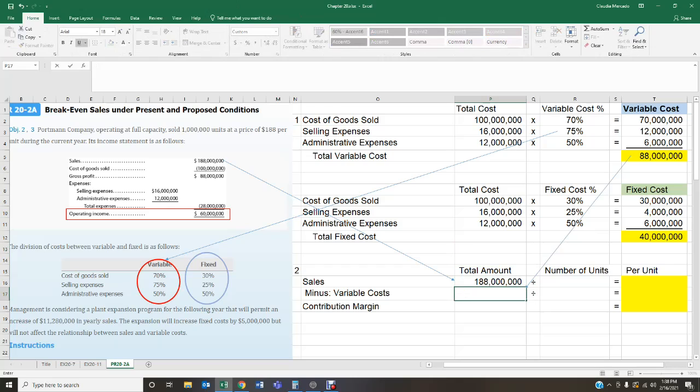So we're going to subtract. So I'm going to put this in parentheses. That way I know this is a subtraction. Okay. And then that will give us our contribution margin. So then that's going to be $100 million. Okay. Now we're going to divide by the number of units. Okay. At 188 million sales, how many units did we sell? Well, according to the problem, we sold 1 million units. Right here, it says 1 million units were sold.